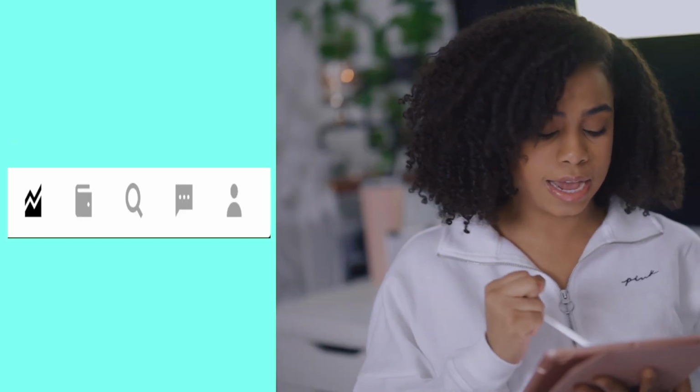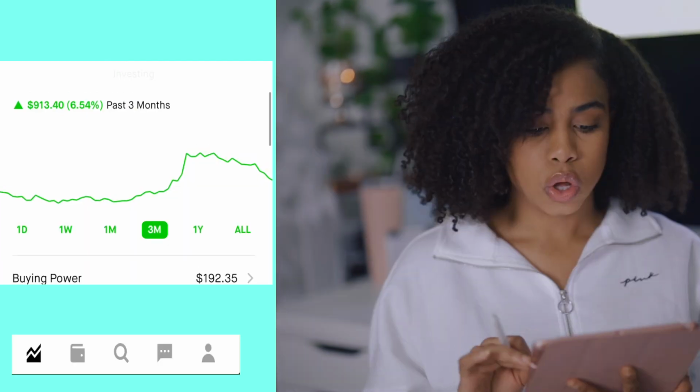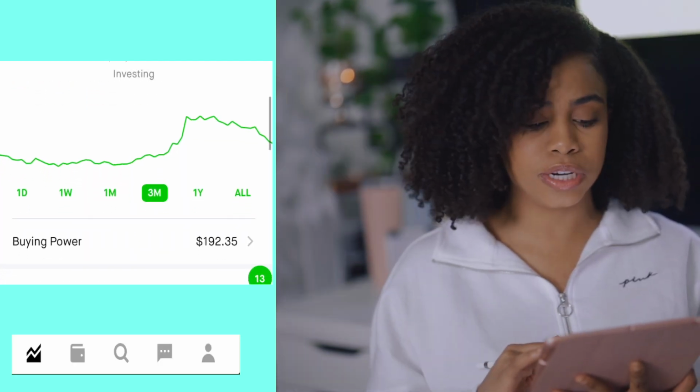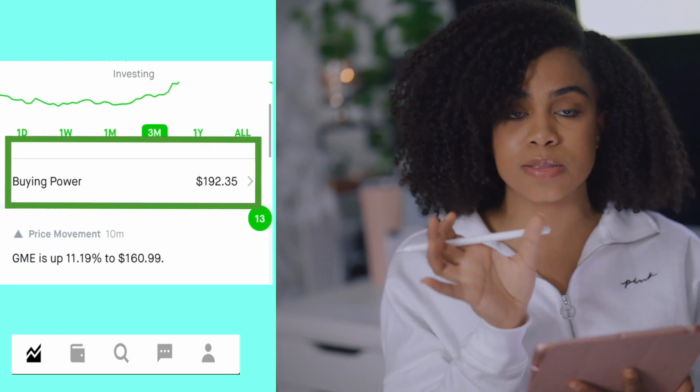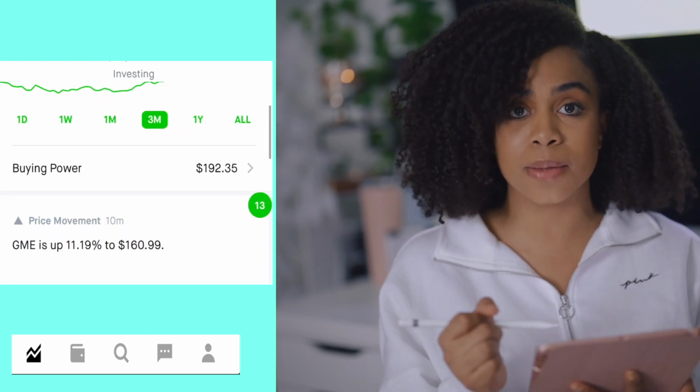So the first tab, the icon looks like this, and this is where I live every single day. Okay, so if you scroll down underneath your investing chart, which reflects your progress for investments that month, you will see the buying power. And the buying power basically reflects how much money you have in order to purchase or trade stocks. It reflects how much cash you have on hand to use. It also takes into account your instant deposits. If you have any available, it will be reflected under this buying power section right here.